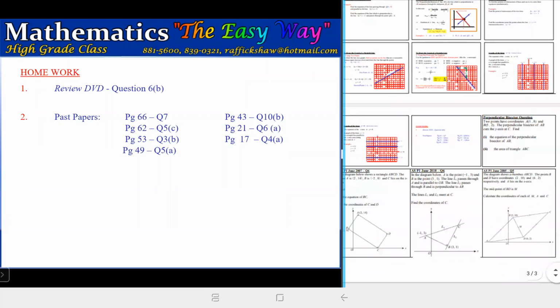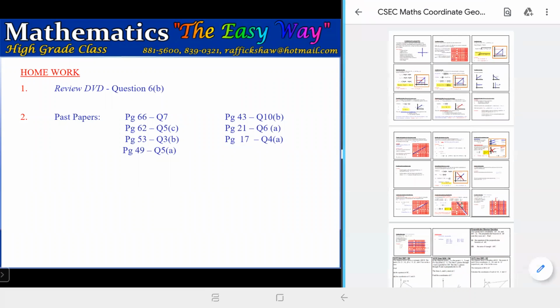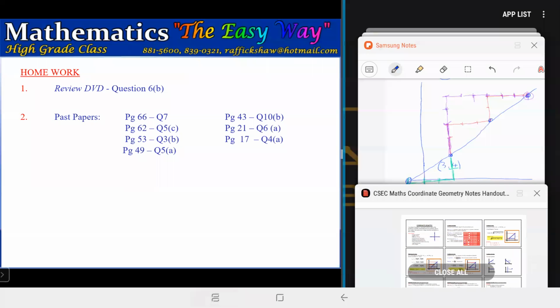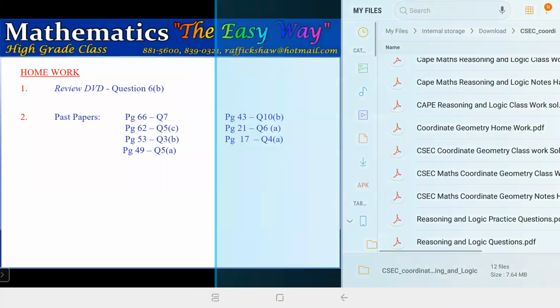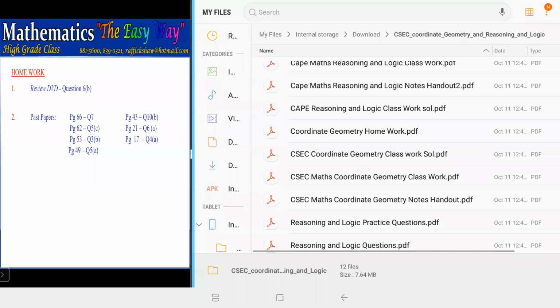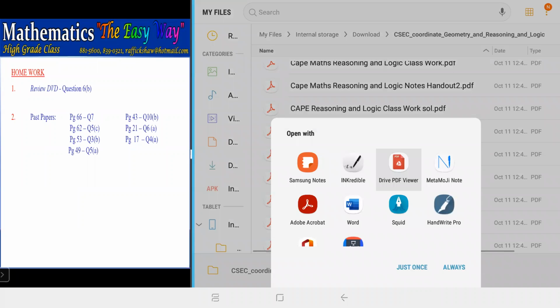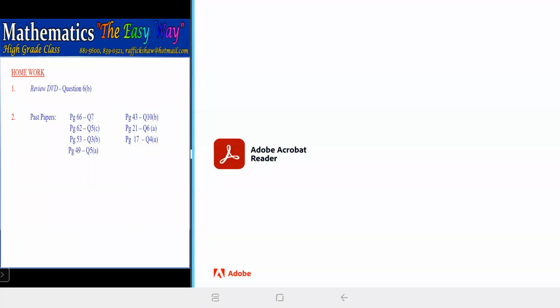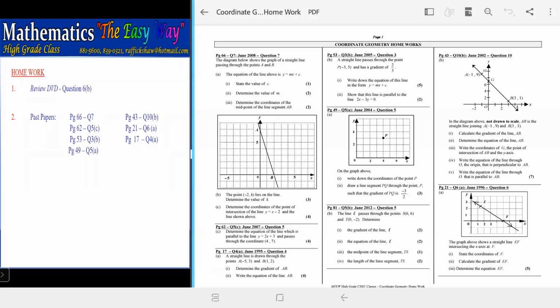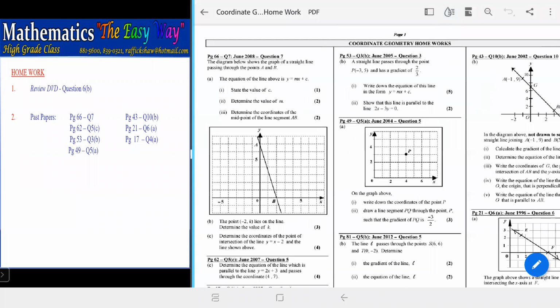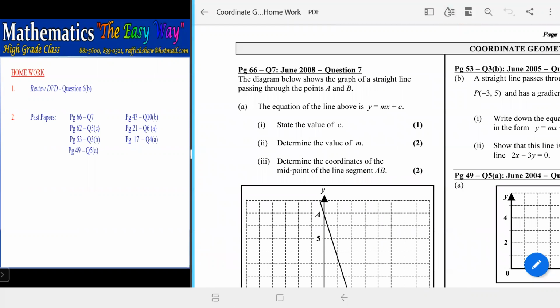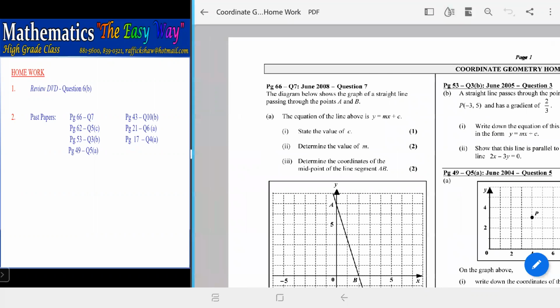But then there's also the handout, and there's also the homework, which is this. So let's do that. So you basically want to be doing these questions, guys. You want to be doing these questions for homework. And everybody's supposed to have these once you have the handout.